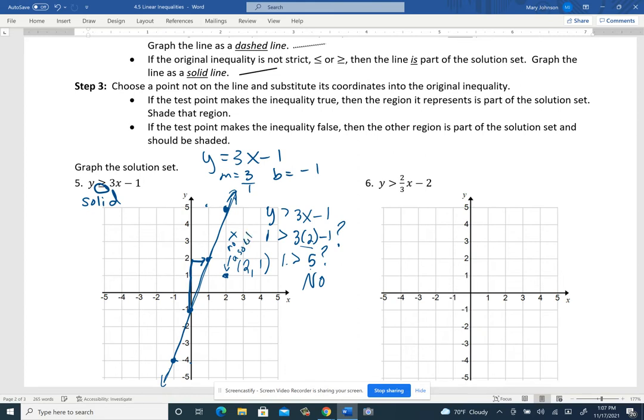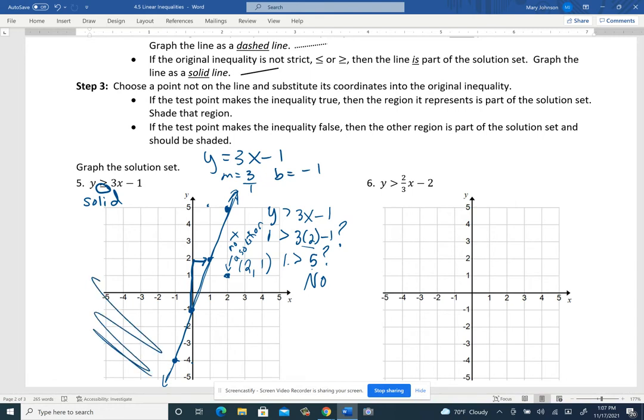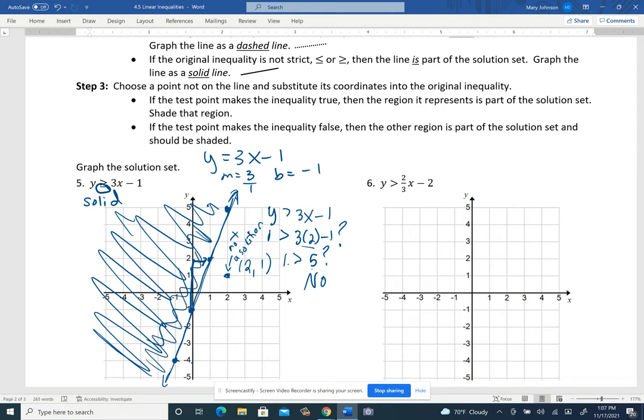It doesn't work. So I wouldn't want to shade that side of the line, because the shading indicates the points that are in the solution. So I'm going to shade over here, right on up to that line. I'm not stopping at the y-axis. The line I graphed is the boundary.